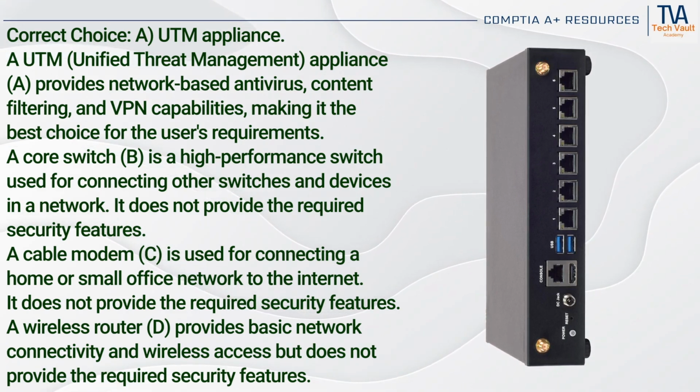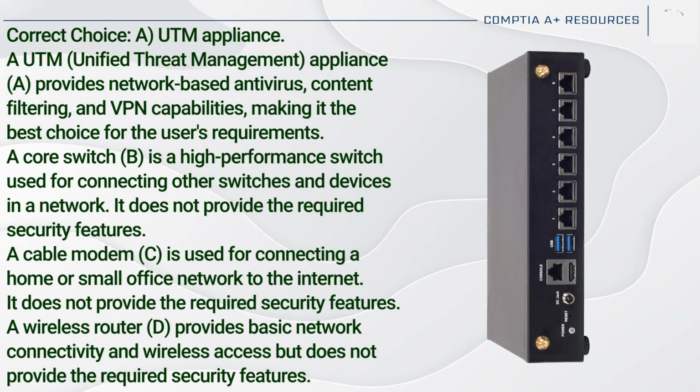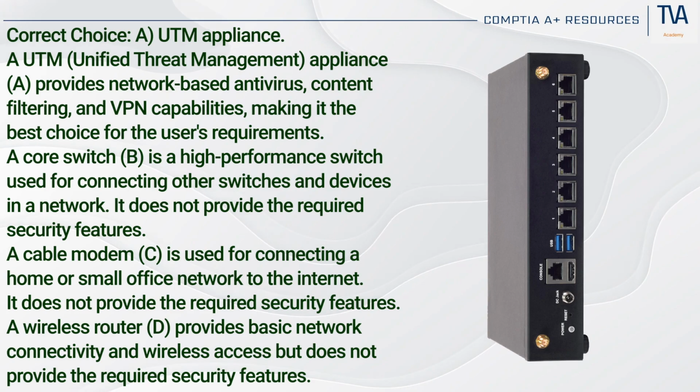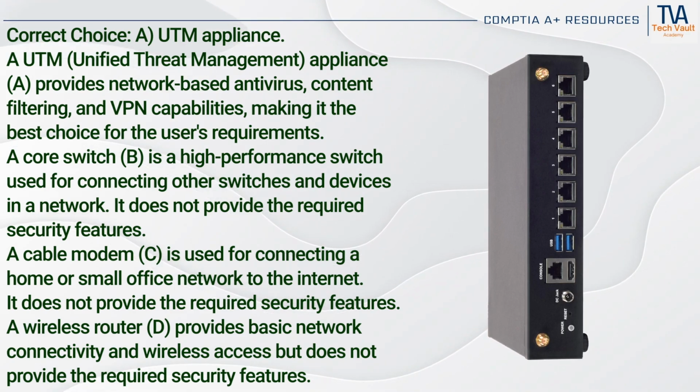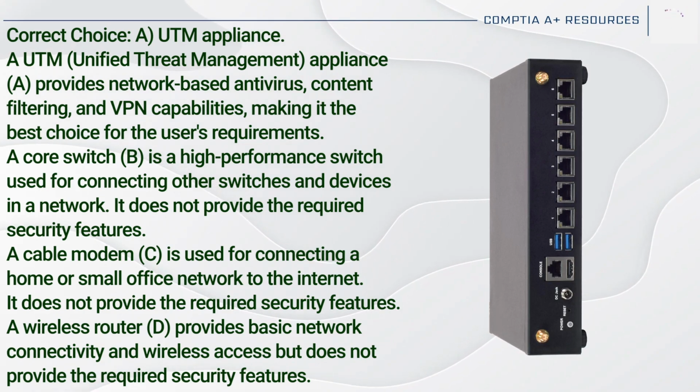A cable modem, C, is used for connecting a home or small office network to the internet. It does not provide the required security features. A wireless router, D, provides basic network connectivity and wireless access, but does not provide the required security features.